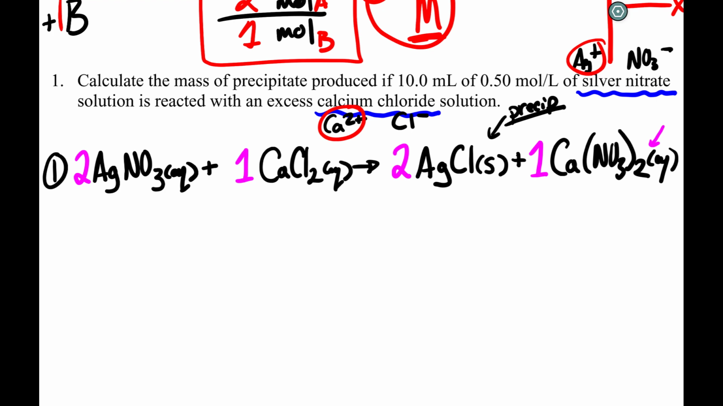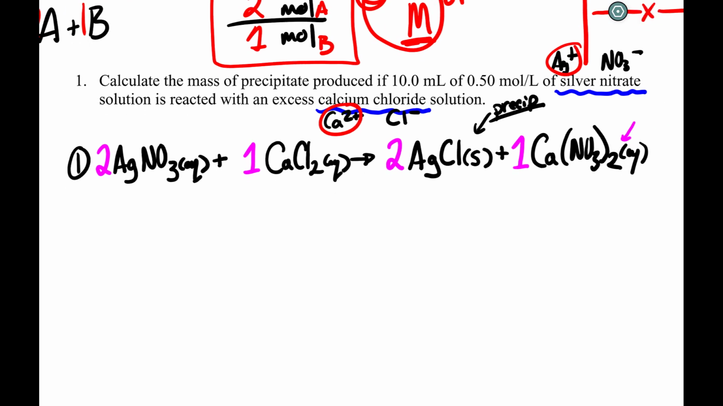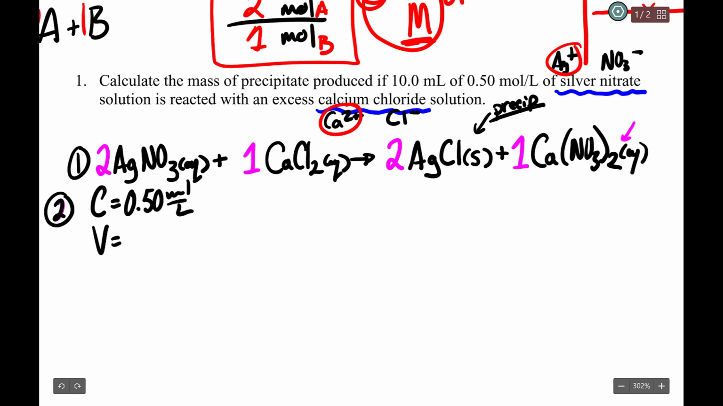All right, our next step here is to write out all the information we have and don't have so we can start figuring out what we're going to do. So step number 2 is going to be writing everything out. I have 10 milliliters of 0.5 molar silver nitrate. So the concentration of silver nitrate is 0.50 moles per liter. The volume is 10 milliliters.